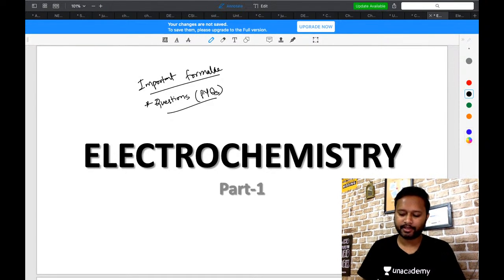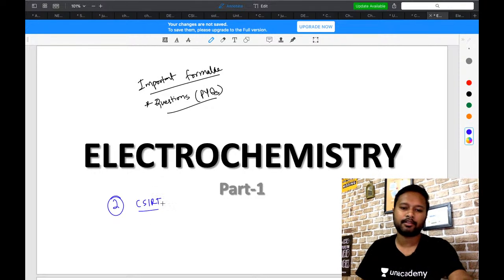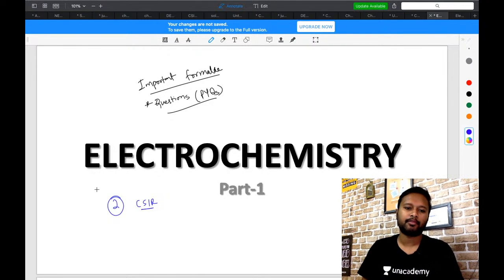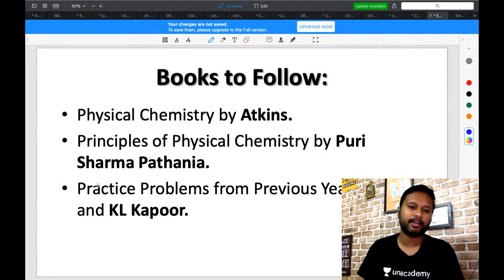Electrochemistry is basically one of the most important portions from your physical chemistry part. From electrochemistry you'll get at least 2 questions in your CSIR-NET exam. One of them will be a 2 marker and the other one will be a 4 marker, so that means it carries a minimum of 6 marks. I'll be discussing that a little later.